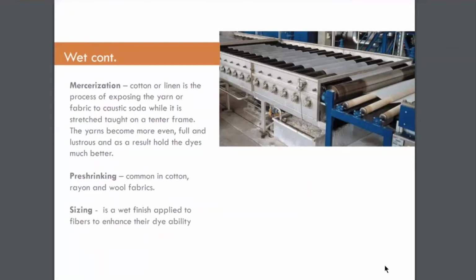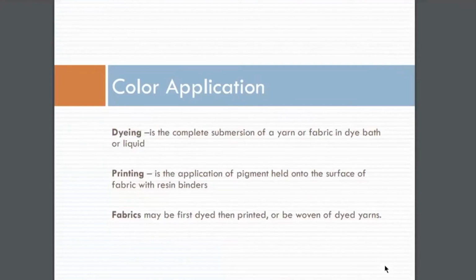Sizing is a wet finish applied to fibers to enhance their dyeability, to open up the shafts. So today we're going to look at two different forms of color application, dyeing and printing. And when we think about the difference between the two, think about dyeing as more of a stain, while printing is more of a topical application like paint. So I always try to think about a piece of wood that you might stain versus a piece of wood that you might print on top of.